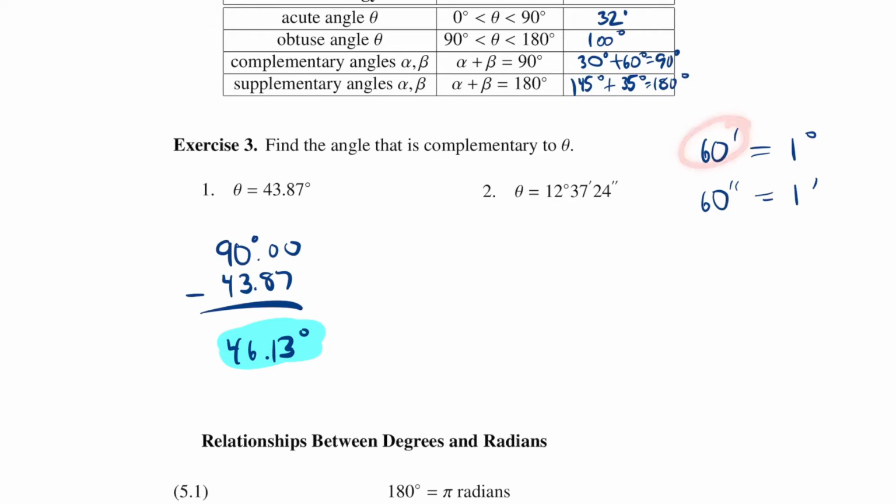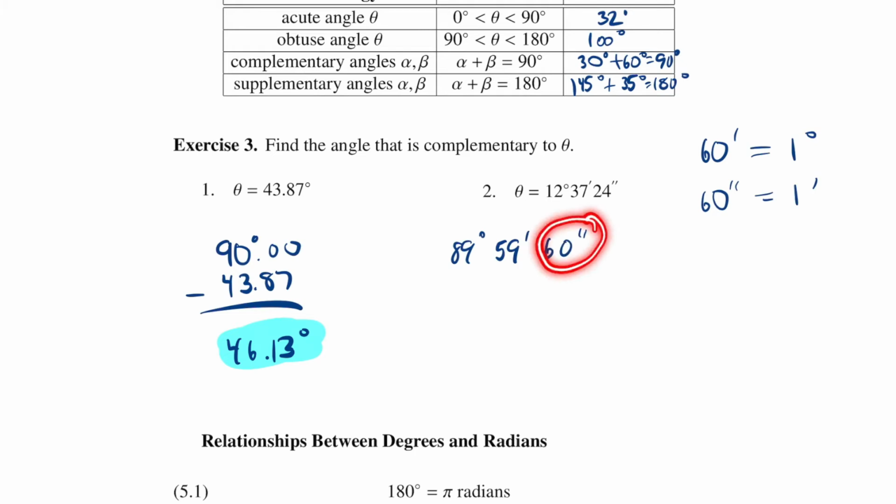And instead of 60 minutes equaling 1 hour like in time, 60 minutes is equal to 1 degree. So we still need to find a complementary angle to this angle. We need to subtract from 90 like we did over here, but we have to get a little clever in the way we represent 90 degrees. Instead of representing it as 90 degrees, we can represent it as 89 degrees, 59 minutes, and 60 seconds.